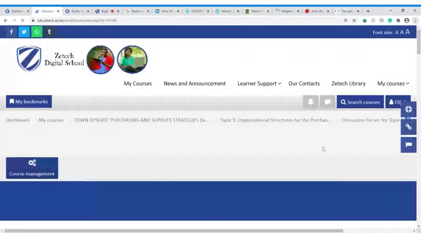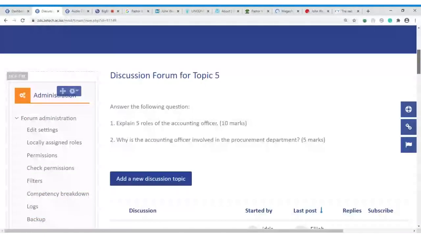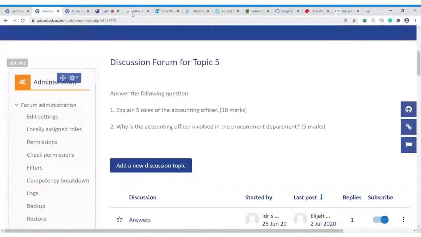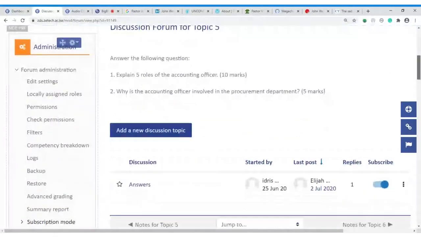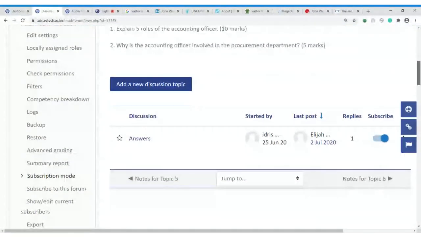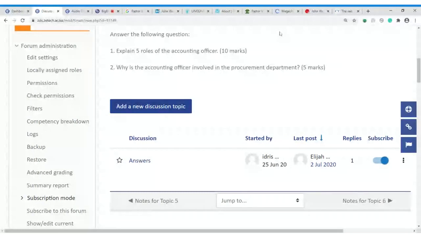This is the question: explain 5 roles of the accounting officer. That is the question you answered. And we mentioned, Idris, that an accounting officer is not an accountant. This is the highest person in an organization. Some companies call them a CEO, other companies call them a director, others director general. They have different names, but this is the person who is highest in the organization.